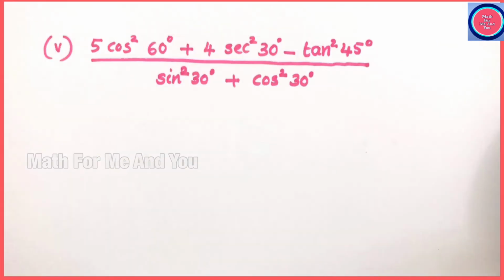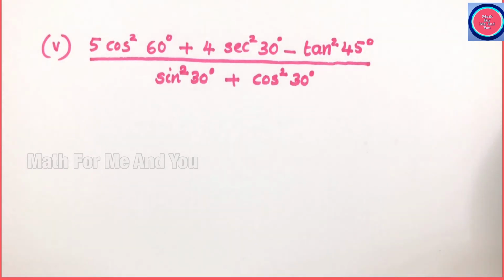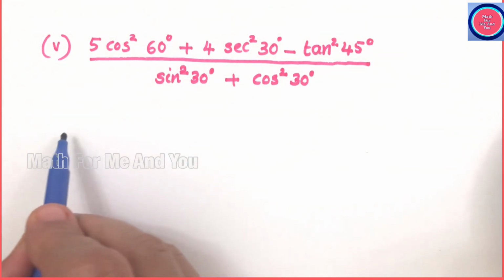Question number 5. We have to find the value of 5 cos² 60 plus 4 sec² 30 minus tan² 45, divided by sin² 30 plus cos² 30 degree. We are going to find the value by replacing each ratio with the corresponding value.